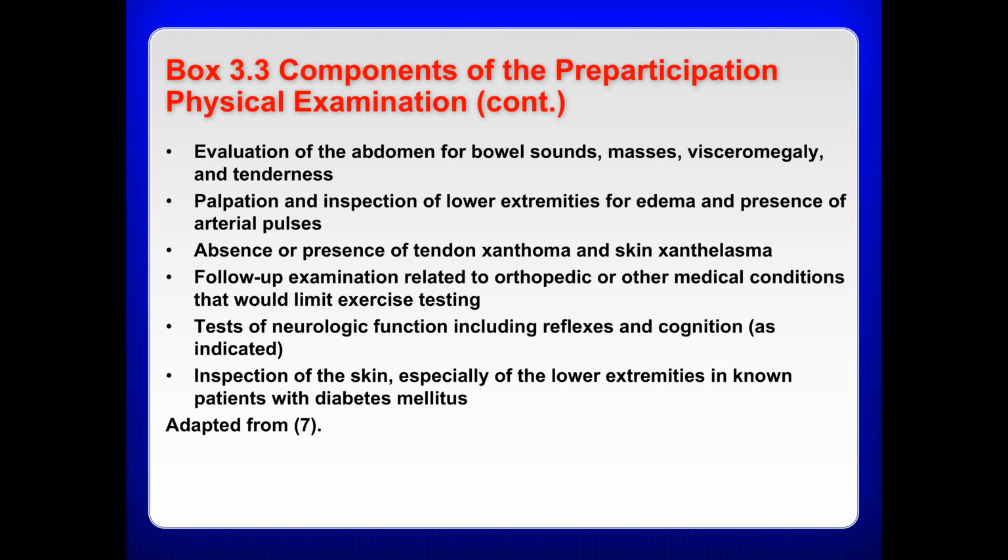Follow-up exams, especially related to orthopedic or any other medical condition, especially if they affect an exercise test or the ability to exercise. Tests of neurological function, reflexes, cognition. Definitely, cognition and things like that are important throughout the spectrum of life. You'll see some people get it, some people just don't. And especially as you deal with children and older adults, you'll see that more and more exaggerated, the extremes that it can go to.